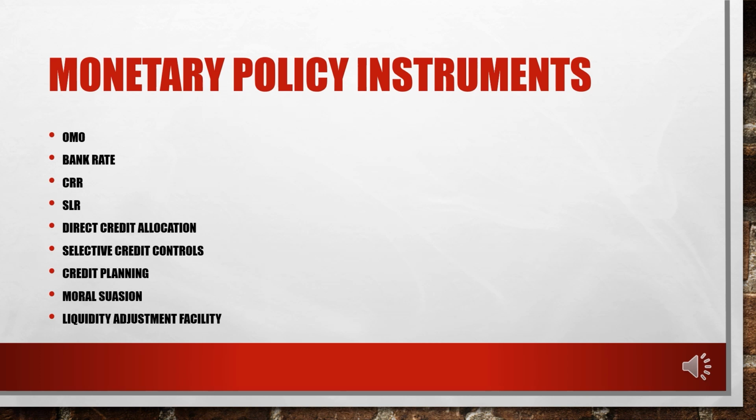Then we have another instrument. We have selective credit control. Now, when you say selective credit control, it is used to reduce the supply of credit in certain directions to encourage the desired direction. The basic objective is you have a very selective control to stop the hoarding.